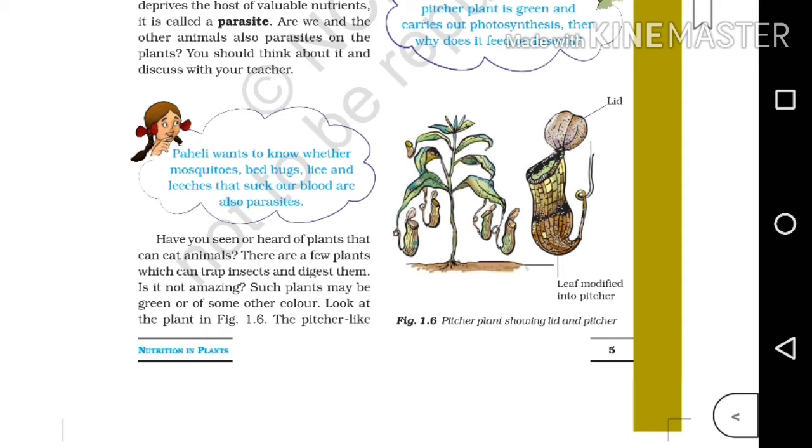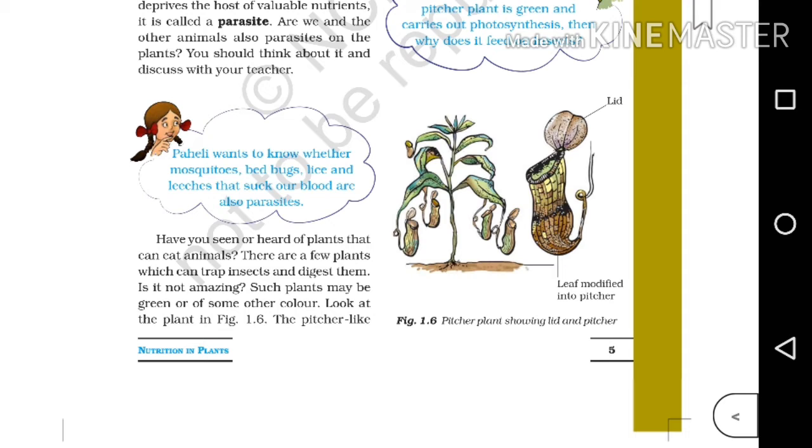Okay. So one such plant is given in your diagram. So look into it. Yes, it's a pitcher plant. So it is having a pitcher-like structure. That's why this plant is known as pitcher plant. Do you know what is a pitcher? Yes, it's a pottery or a jug-like structure. Okay, so this plant is having a pitcher-like structure.